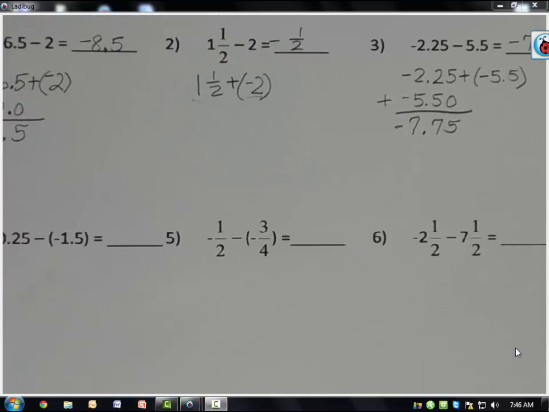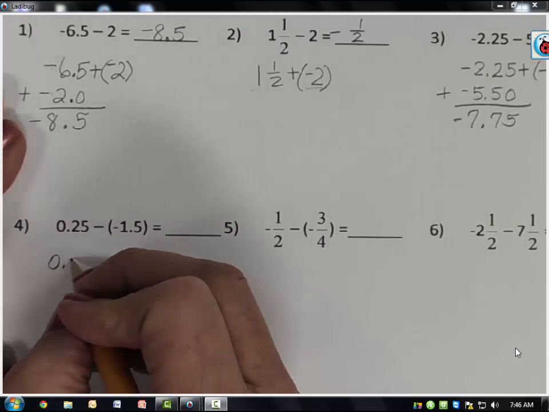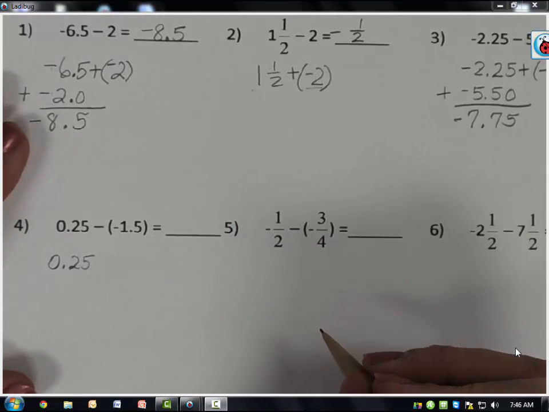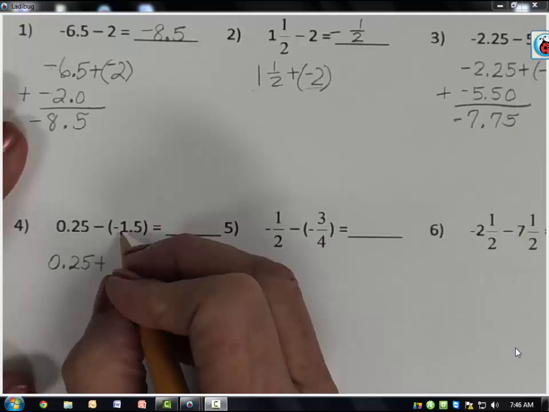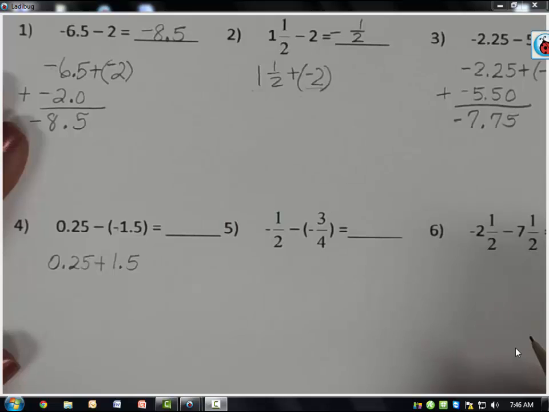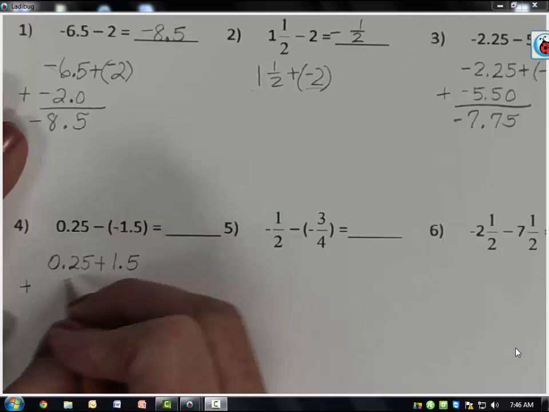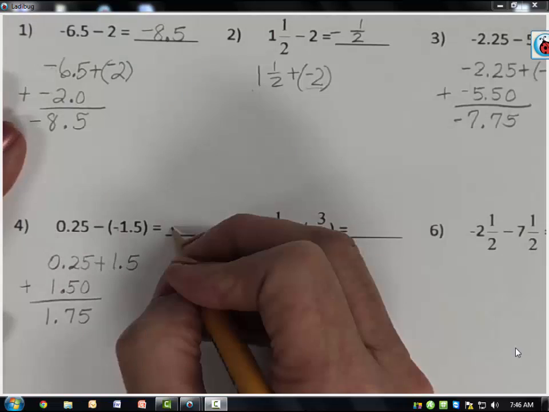Number 4. Every time we get to one, pause it and do it, or pause it and do all of them and then watch me go through so that you can see if you're getting it right. 2.5 plus, I'm changing this to positive, 1 5/10. Now we have to line up the decimals, so we're going to put the 1 under the 0 and 5/10. When we add that, we get 1 7500ths, and they're both positive, so the answer is positive.